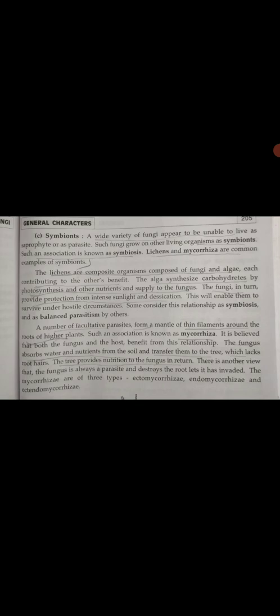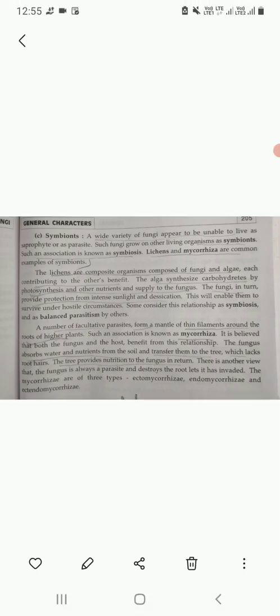Lichens are composed of fungi and algae, and both are benefited. The algae synthesize carbohydrates by photosynthesis, and other nutrients are supplied to the fungi. And what does the fungus do in return? It provides protection and shelter from sunlight, and also protects the algae from desiccation, that means drying up. In return, the algae give nourishment to the fungi. So both are in a symbiotic association.